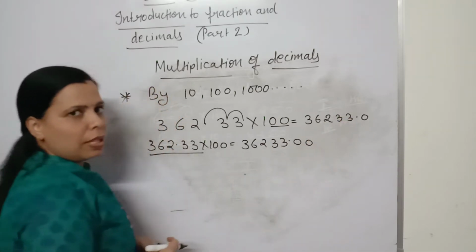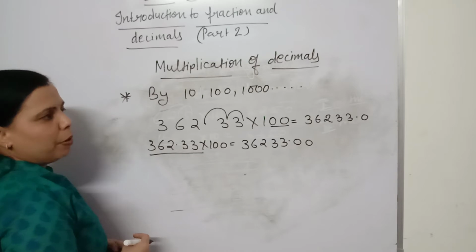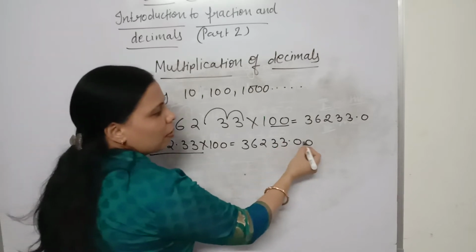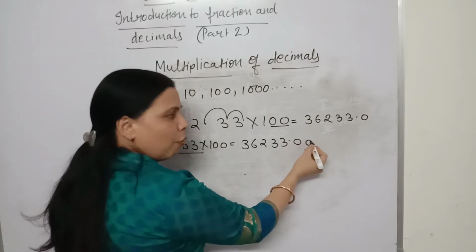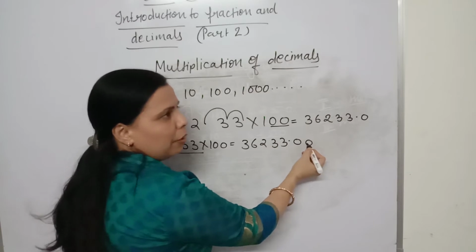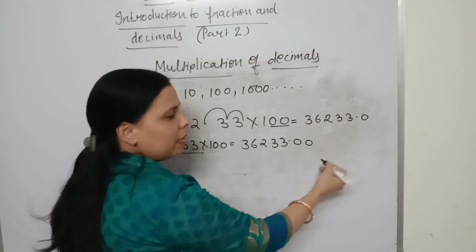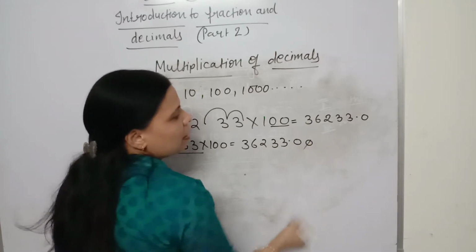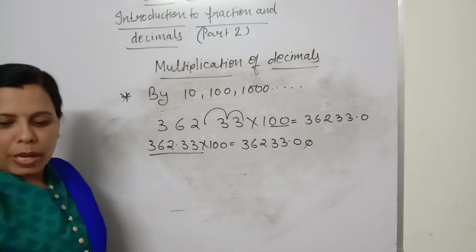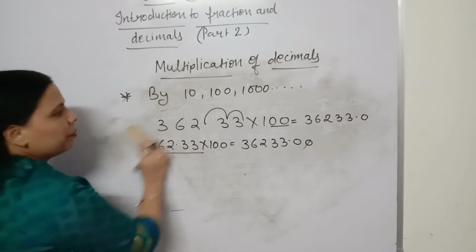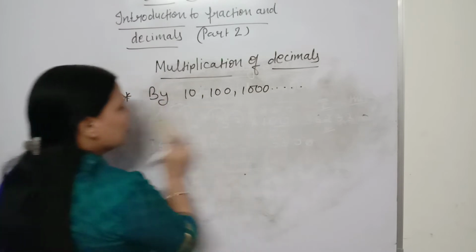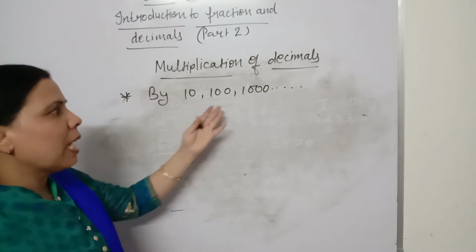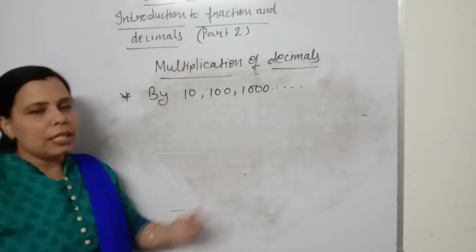So as I told in the previous question, after decimal, if there is no other digit, the zero has no value. So this 0 is nothing. So your answer is now matching here. So in same way you can multiply by 1000, 10,000 and so on.